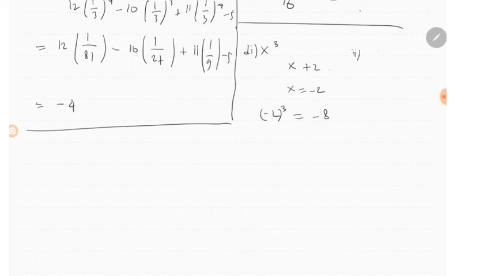And DII is 3x to the power of 4 divided by x minus 1. So x minus 1 equals 0, then x equals 1. You put it here, so 3 times 1 to the power of 4 equals 3 times 1 equals 3. So the remainder for DII equals 3.